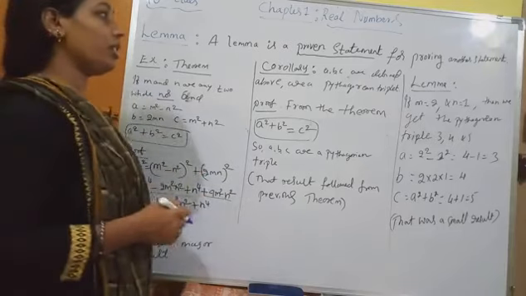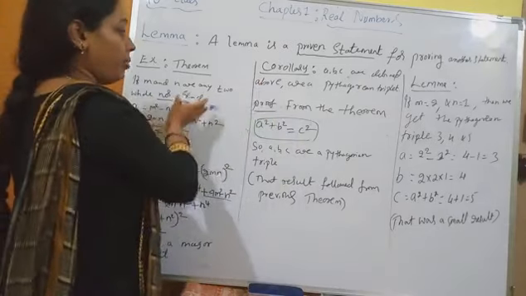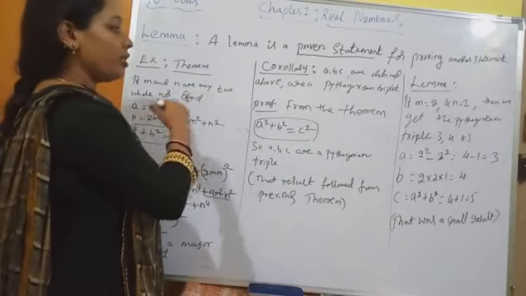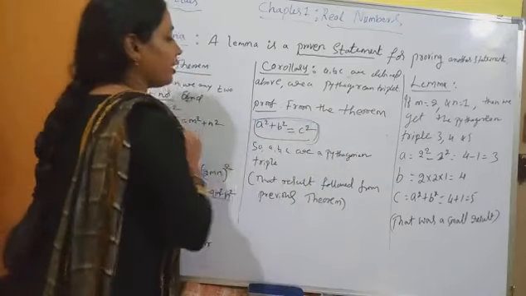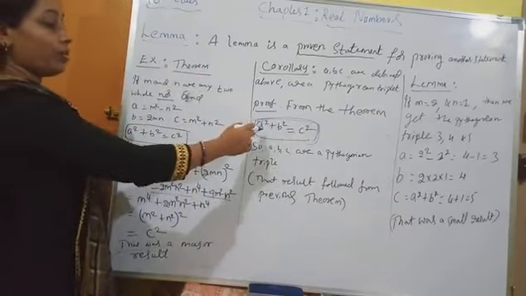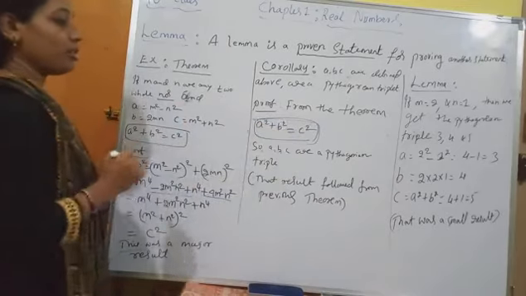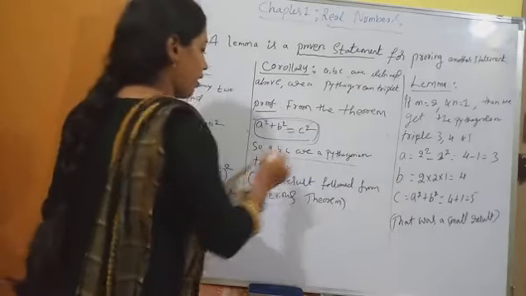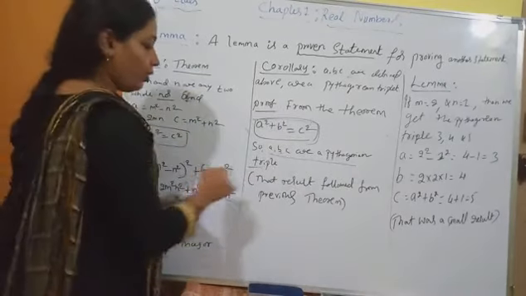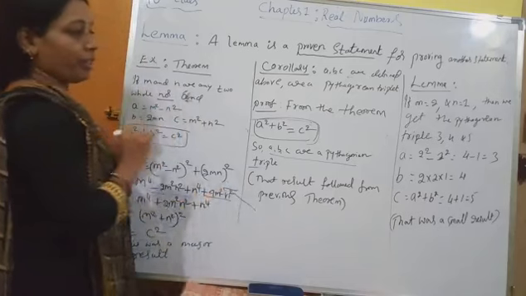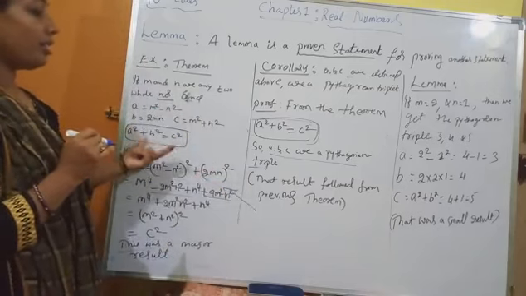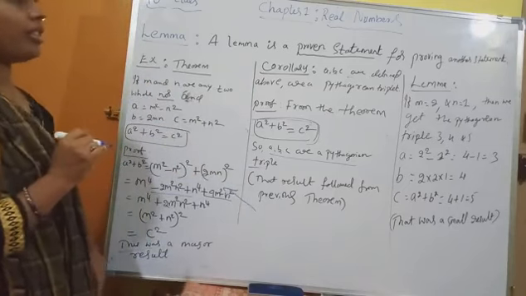Corollary. What is corollary? A, B, C are defined above. That means already here we defined what is A, what is B and what is C. From this theorem, we can derive the Pythagorean triplet. A square plus B square is equal to C square. So, A, B, C are called a Pythagorean triplet. The result followed from this previous theorem. Have you understood? So corollary means it's already taken from this result. This is the result obtained from this previous theorem.